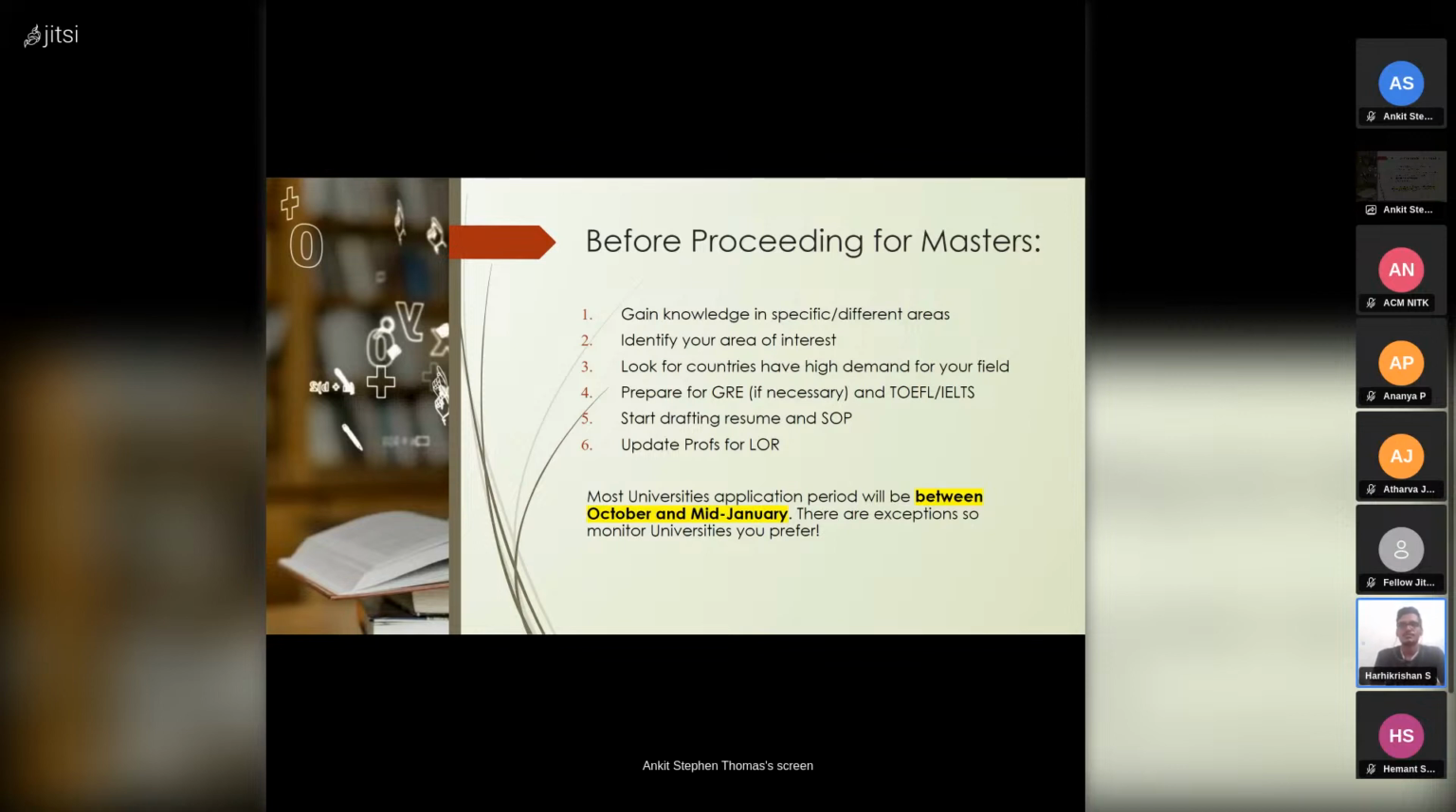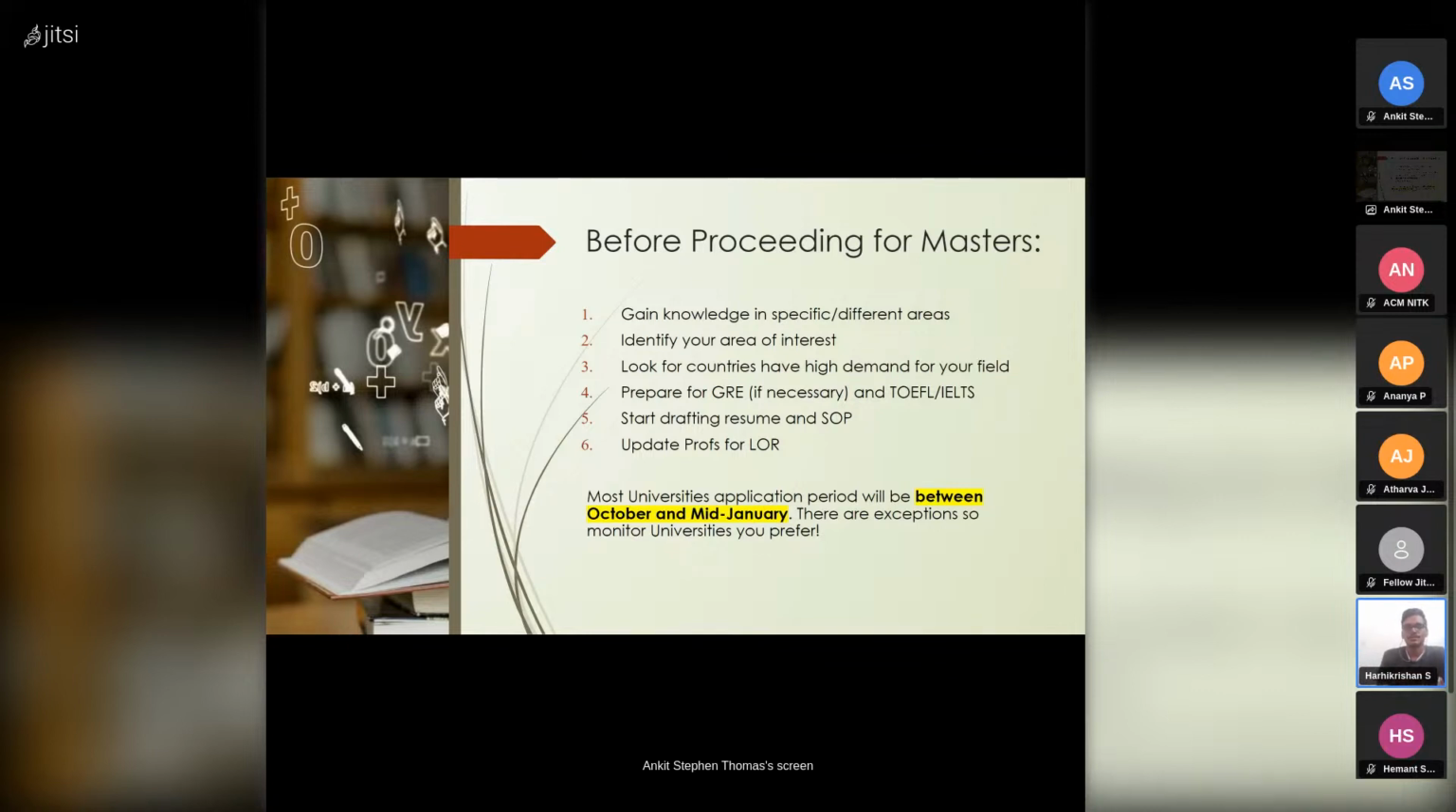So it is better to have practical training, like go for industrial internships or research internships. Try for different projects also, like under your professors you can do multiple projects. If you get the chance to do it, you are welcome to do that. Based on that, you can identify your area of interest, and with that interest try to check for countries which will satisfy your demand.